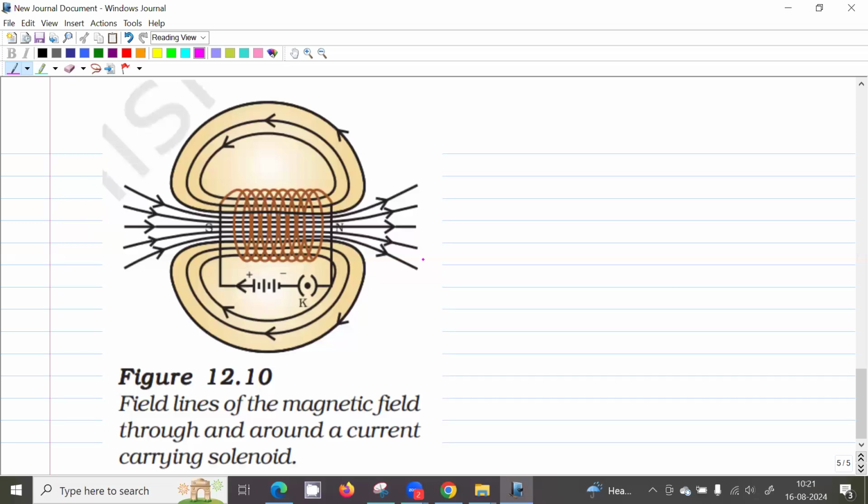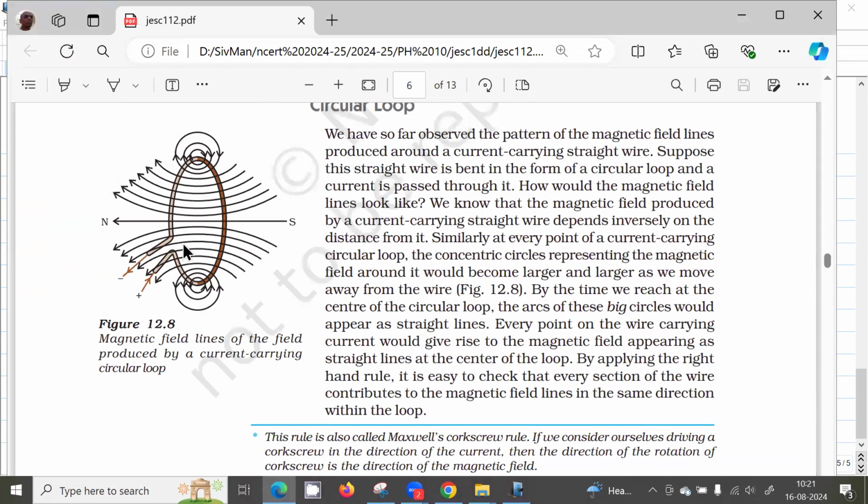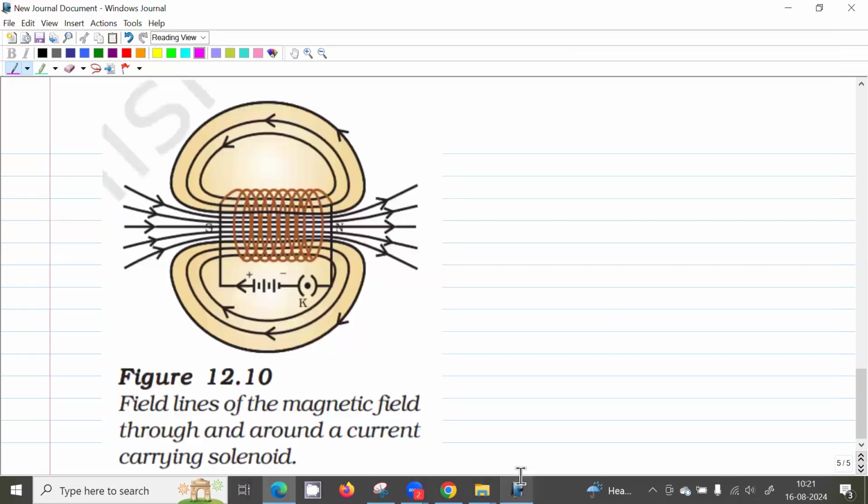See, for a single circular loop, the field will look like this. So from this, you have to figure out that if you put the second circle, here we'll get more strength. So in the middle, the field will look like this. The thing that should be noticed is the field is uniform.